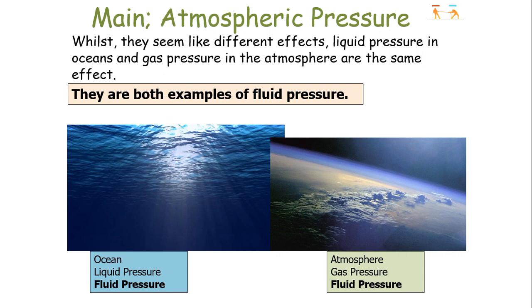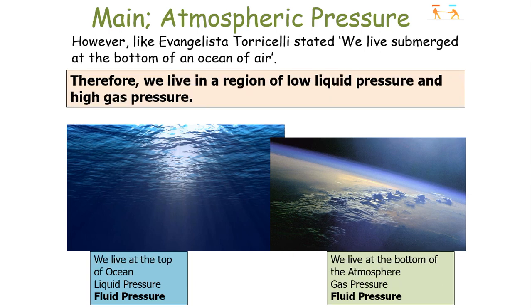So whilst they seem like different effects, fluid pressure in the liquid form and fluid pressure in the gas form are actually the same effect. So the pressure that is produced in the ocean and the pressure that's produced in the atmosphere is actually the same effect, just manifested in different ways for us humans. Now, as well as that, we experience different values of these pressures because we live in different parts of these particular bodies of fluids. So because we live at the top of the ocean, all of the ocean is below us, so we actually experience quite a low pressure in fluids at this top.